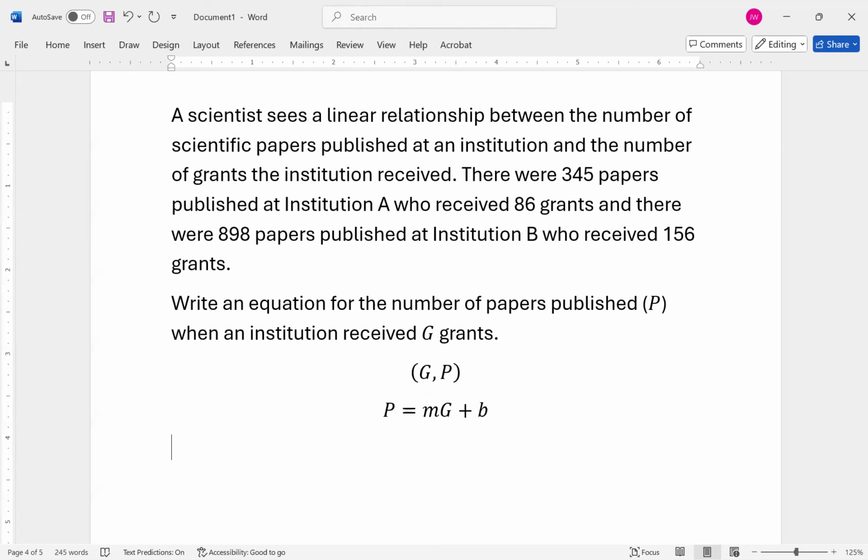Now, in this case, institution A had 345 papers published and received 86 grants. So we write 86, comma, 345 as my point. That's institution A, the point for institution A. For institution B, there were 898 papers published, and they received 156 grants. So with 156 grants, there were 898 papers published. Now, technically, you can reverse the roles of G and P. You would just get a different looking equation.